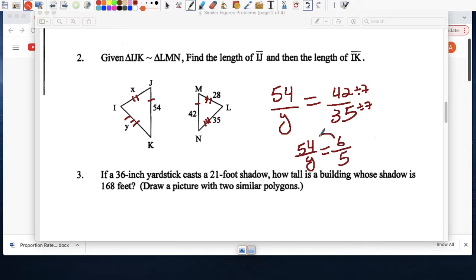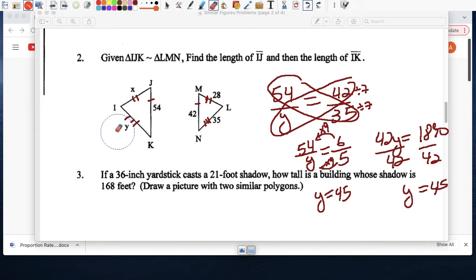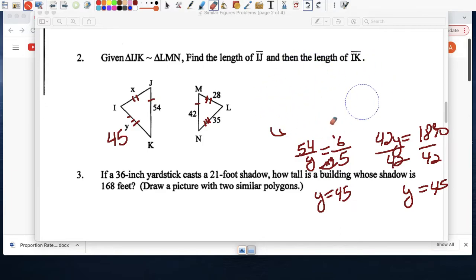Now, can I find a relationship? Well, times 9, right? 6 times 9 is 54. So therefore, this would be times 9, which makes my y 45. You can cross multiply. You could have cross multiplied after you simplified as well. It's up to you. So 42y equals 54 times 35, which is 1,890. Divide by 42, divide by 42, and y equals 45. So now I can go over here and write 45. I'm still not done because now I have to find x.